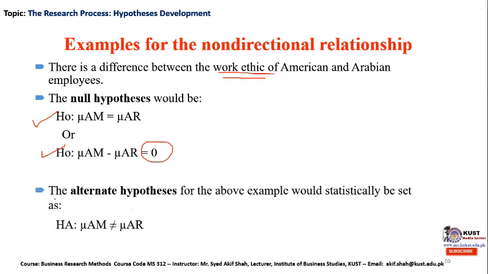How can we formulate the alternative hypothesis in the above example? H1 or HA is equal to: there is some sort of difference between the mean value of the work ethics of American and Arabian employees. So now this is a non-directional hypothesis, since we are not clear whether the relationship is greater than or less than, or whether it is positive or negative in direction. So we can formulate the non-directional hypothesis in this fashion.